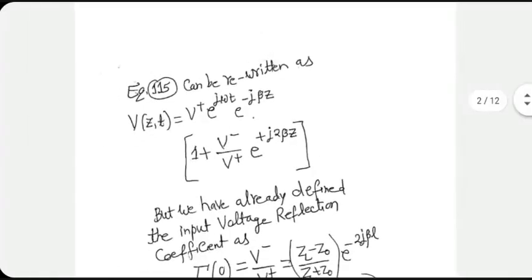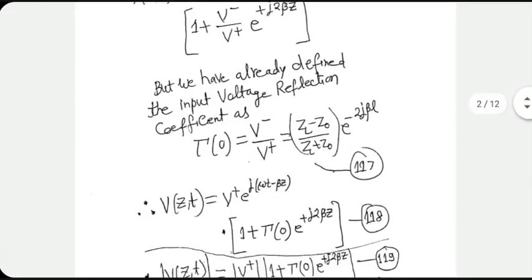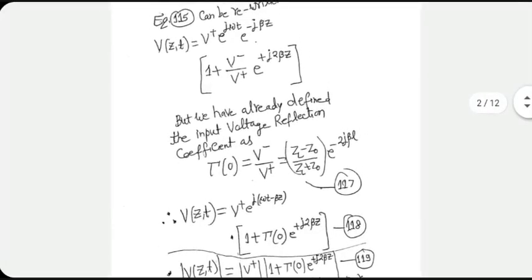Now we have defined V minus divided by V plus as the voltage reflection coefficient at the input end. And we have derived this formula, equation 117, already. So if I use that definition, I can write V as a function of z and t as given by equation 118.